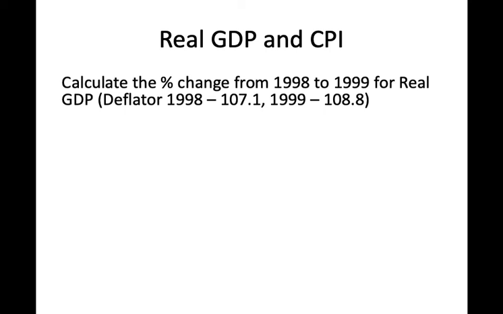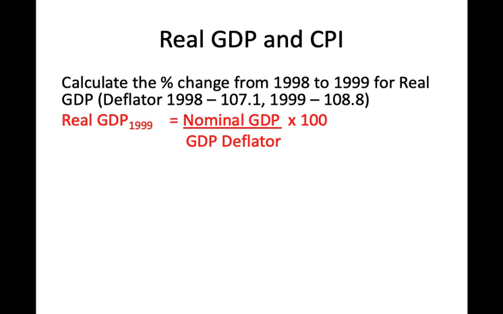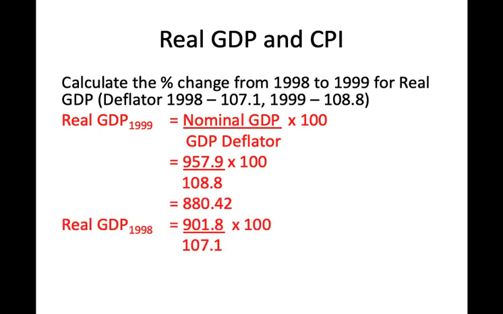So hopefully you had success in doing that. What is the calculation? We need to figure out what real GDP is for both of those years. Hopefully you tried to find real GDP for 1999. That is the nominal GDP for 1999 divided by the GDP deflator of 1999 times 100. So that value should be 880.42 million. And real GDP for 1998 should be 901.8, which was on the previous slide, divided by the 107.1 GDP deflator times 100, which gives you 842.02. So the question now is, are we done?